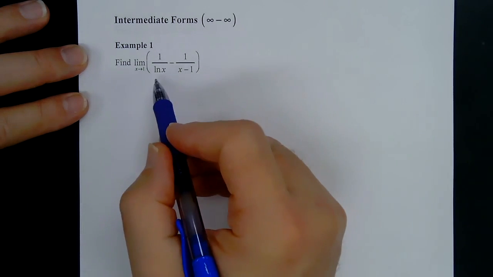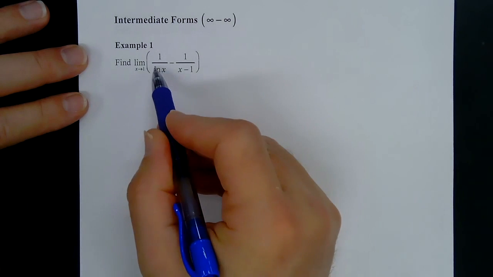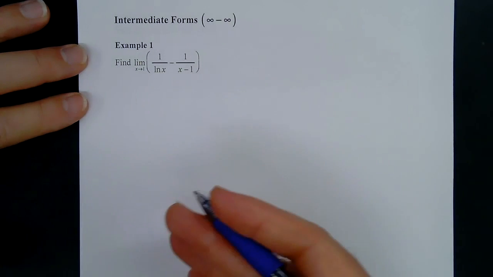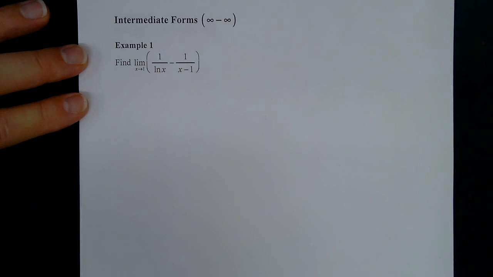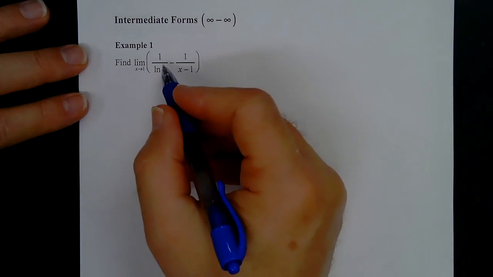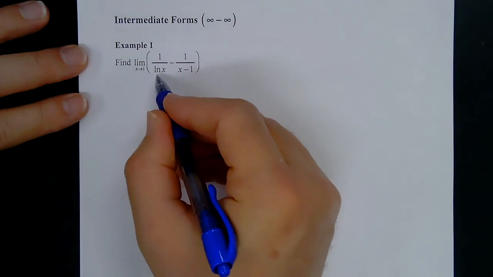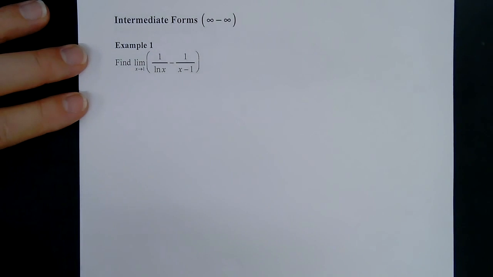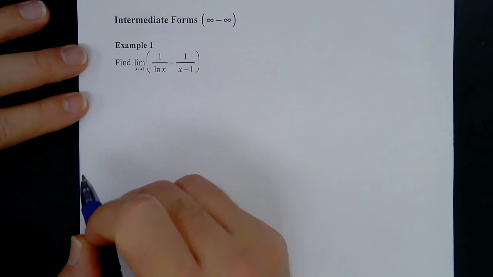1, right? But as x approaches 1, the natural log gets closer and closer to 0. But from one end, it's above, okay? And from the other side, it's below. So this is getting closer and closer to 0. This whole thing is going to go to infinity. But which infinity? Positive infinity or negative infinity? And it depends on which side of 1 you're approaching, okay?